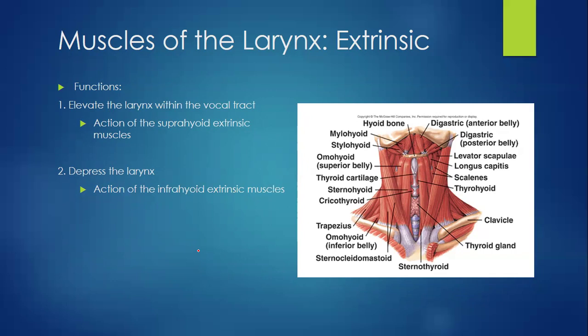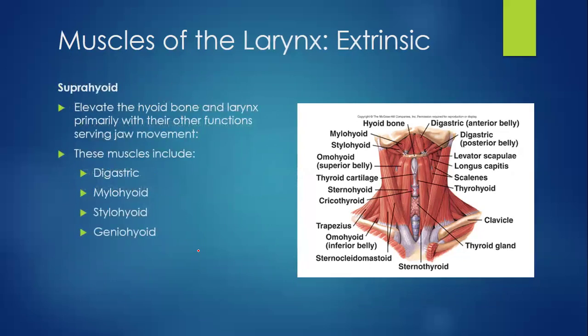And usually I don't spend a lot of time on the extrinsic muscles, reason being that a lot of times you've covered that in your dysphagia course. So I will just mention those and then we'll move forward, okay? So the extrinsic muscles, their general function is to, one, elevate the larynx within the vocal tract, and two, to depress the larynx. So elevating the larynx is just the action of the suprahyoid extrinsic muscles, and then the infrahyoid extrinsic muscles, they depress the larynx. Depressing means lowering, and obviously elevating means raising.